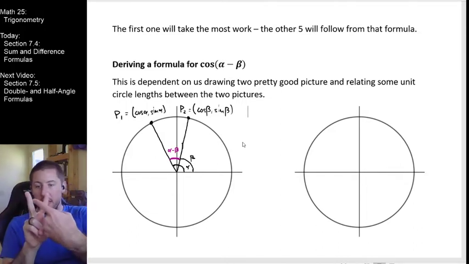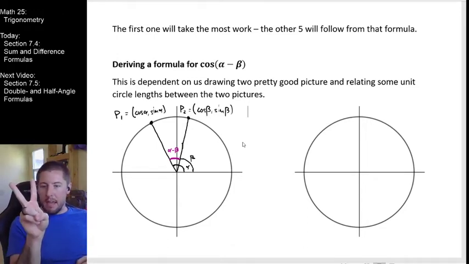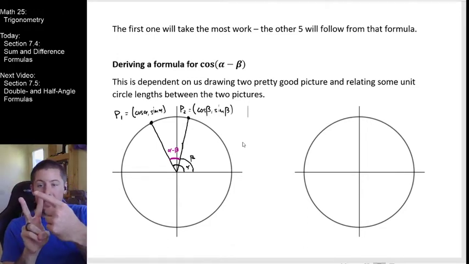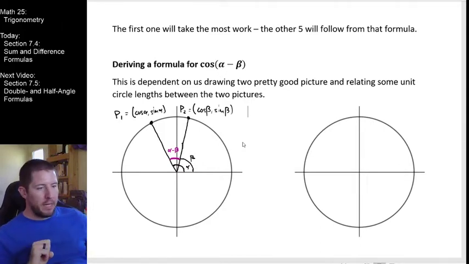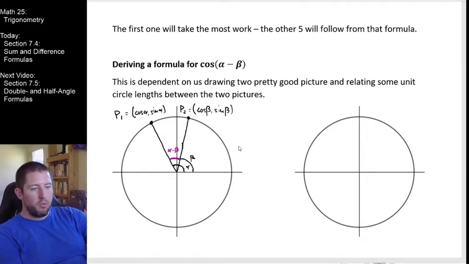The angle between these two is going to remain the exact same. Importantly, the distance between these two points must be the exact same. I'm just going to rotate where on the circle they're located. That's the only thing that's really going to change in our upcoming diagram. So what I want to do now is rotate so that the beta angle is on the x-axis.